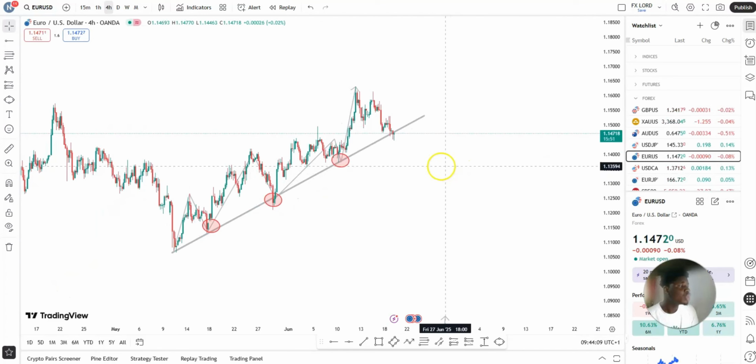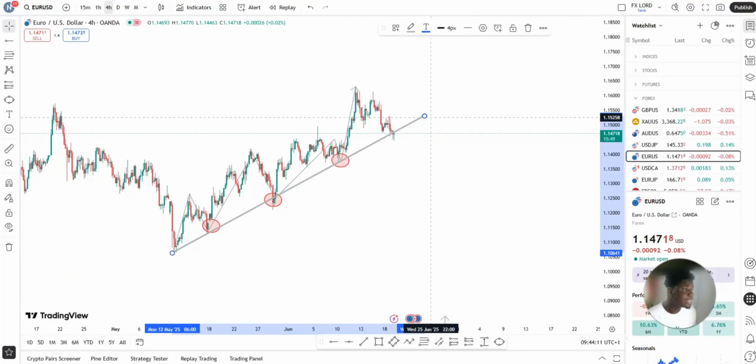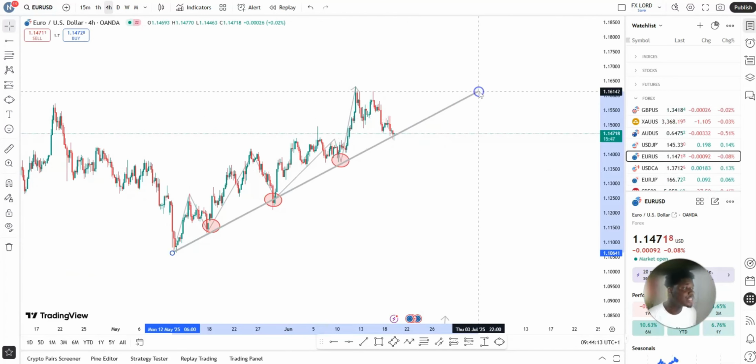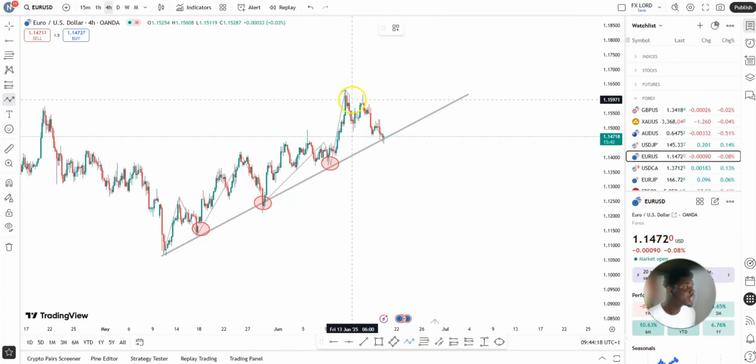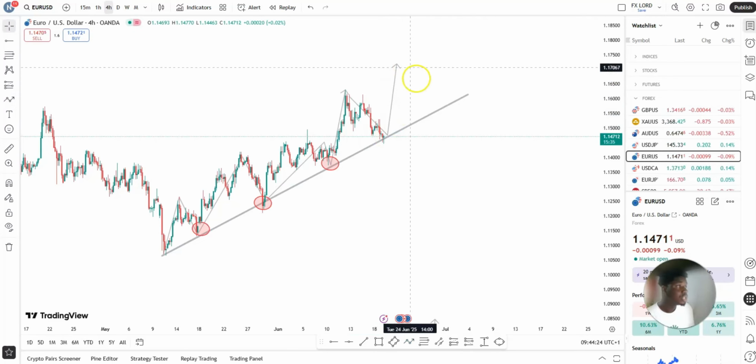Now you are looking at that same scenario right now. What I'm looking out for is that price has come from this level into this level, and I'm expecting price to bounce back to the upside.